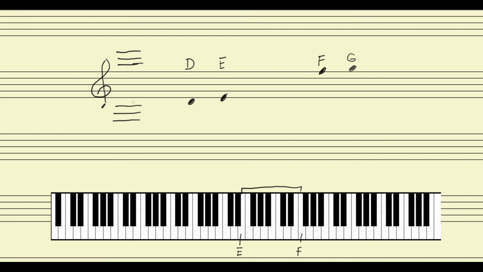Well, what we're going to do is borrow some of these extra staff lines, and use them to create what we call ledger lines. L-E-D-G-E-R. Ledger lines.